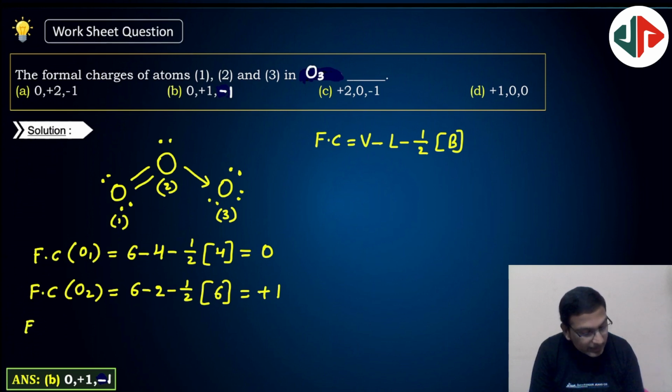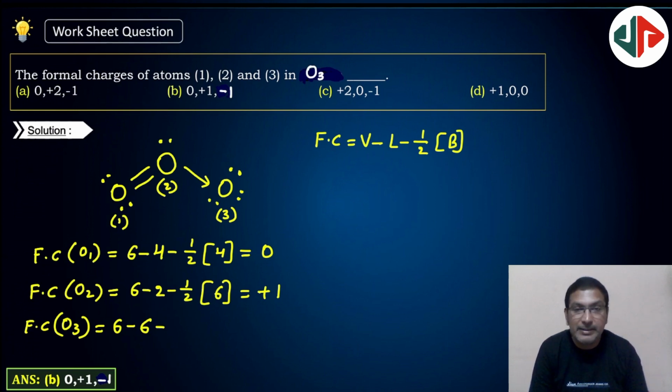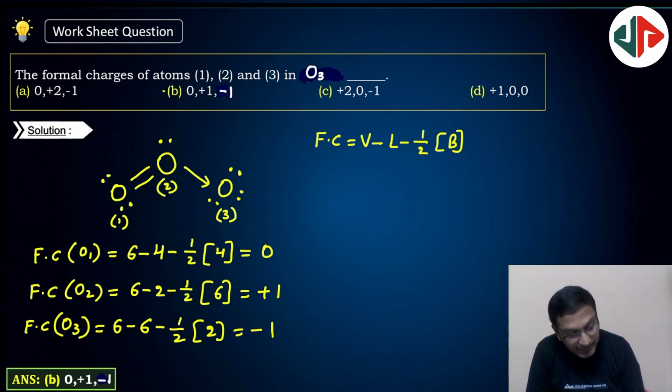Next, formal charge of O3. 6 electrons minus lone pairs 3, therefore 6 electrons, minus half into 1 bond, 2 electrons. Therefore minus 1. So respectively 0, plus 1, minus 1. Therefore option B. Next question.